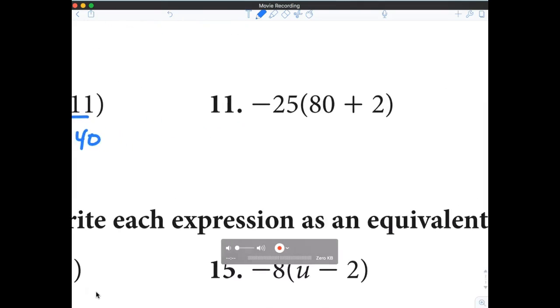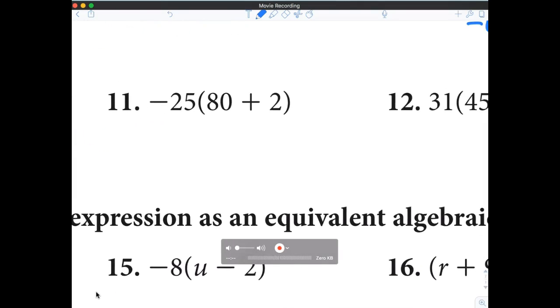11. If you have 8 quarters, how much money do you have? $2, right? So 8 times 25 is going to be 200. And then we have an extra what? 0. Thank you. It's negative 2,000.